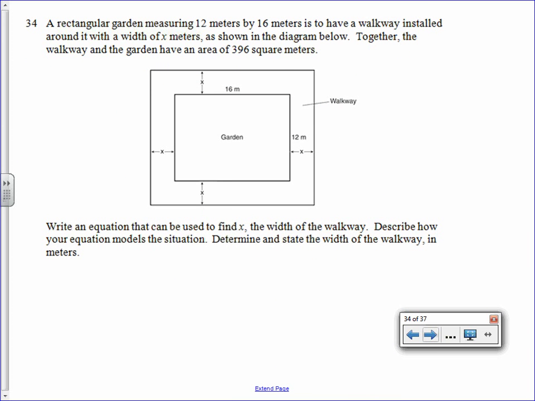Again, this one, not the easiest question on the test, but I can do it. So let's see if you can do it. A rectangular garden measuring 12 meters by 16 meters is to have a walkway installed around it with a width of x meters as shown in the diagram below. That's the end of the first question. Everything's in the diagram already. Together, the walkway and the garden have an area of 396 square meters. So off to the side, I'm going to write 396 meters.